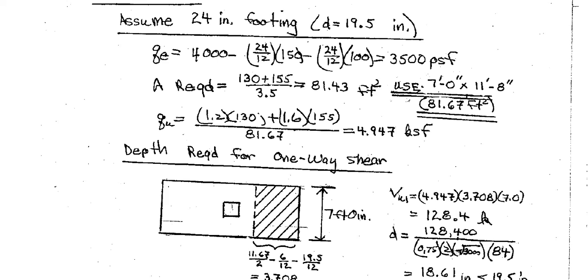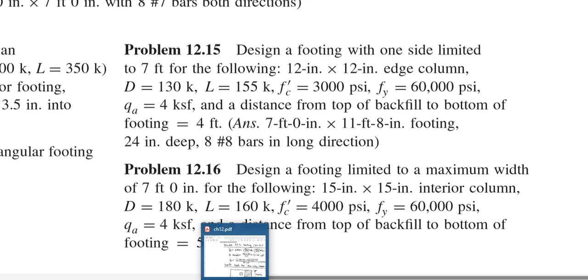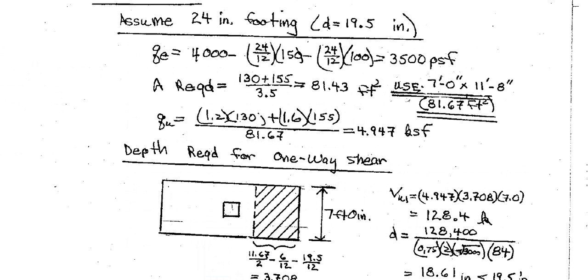130 is most probably our dead load. 155 is most probably our live load. We did not factor here. If I go back to your problem to check it, if you did not memorize, you can see dead load 130, live load 155. We did not factor it. The reason is when we determine the size, we take the service load. 3.5 is this 3.5 KSF, because this is in kip, this should be in KSF.